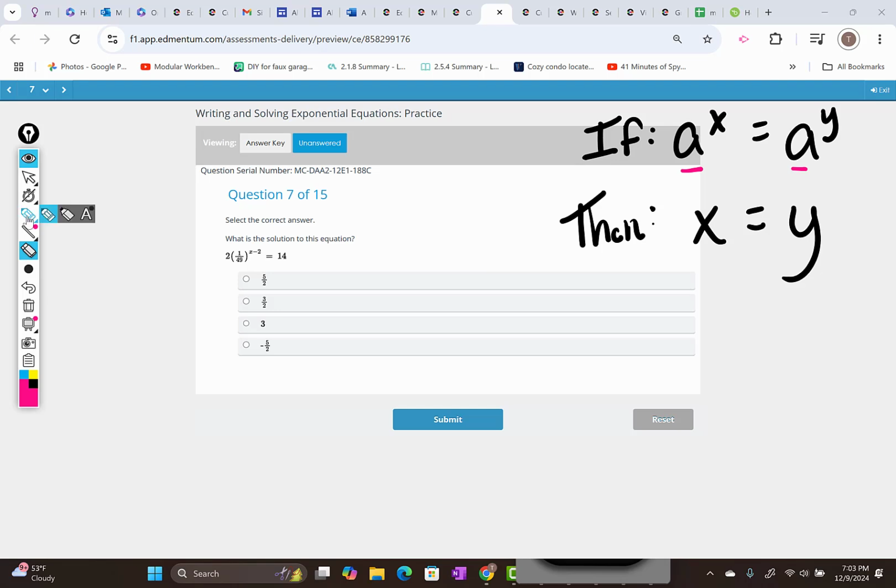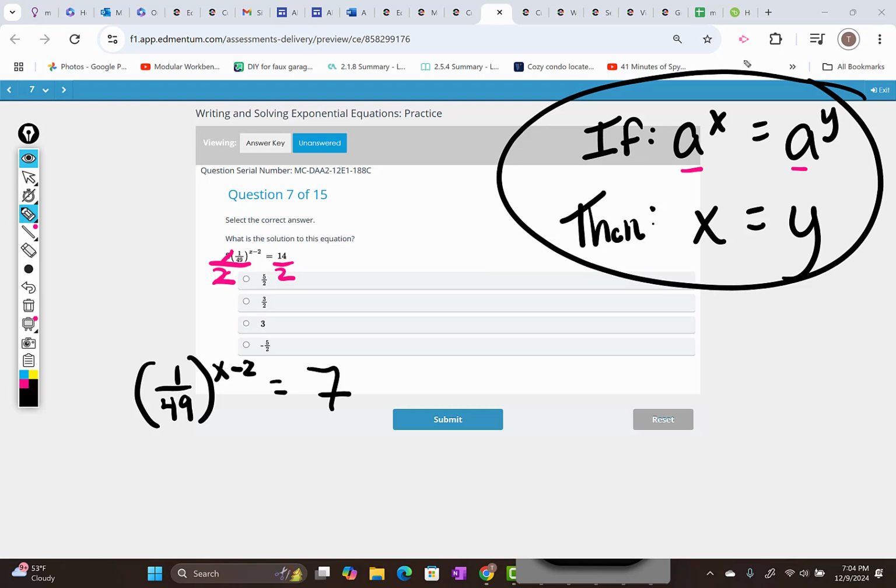So to get rid of that 2, we're just going to use basic Algebra 1 skills here and divide both sides by that 2. Because 2 divided by 2 cancels, and 14 divided by 2 is 7. So now we've got 1 over 49 raised to the x minus 2 power equals 7. So now we're getting closer to this format over here, but we're still not quite there because the bases are not the same. We've got 7 as one base, and we've got 1 over 49 as the other base.